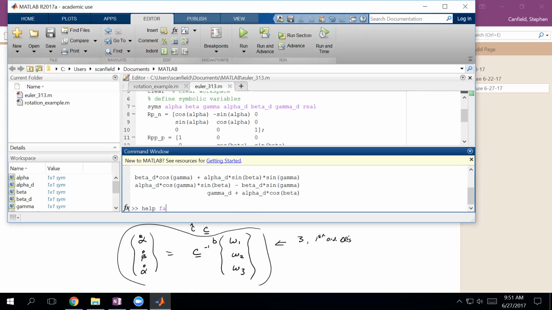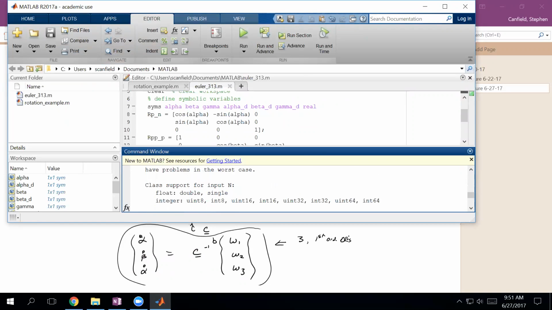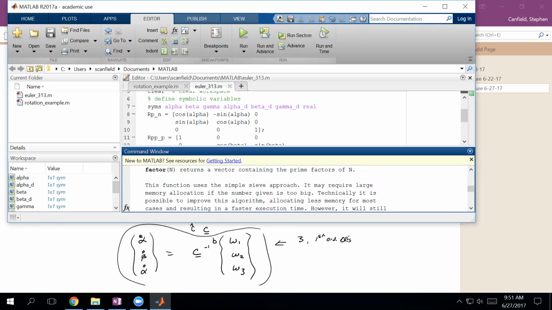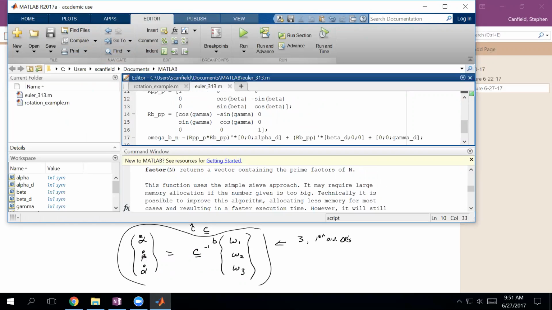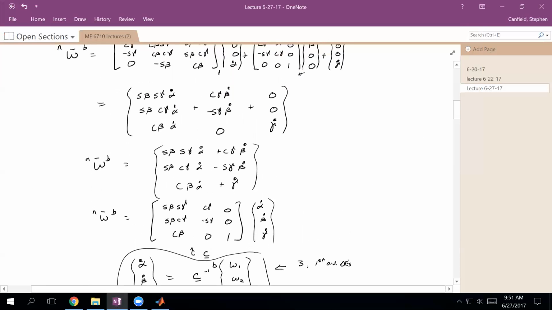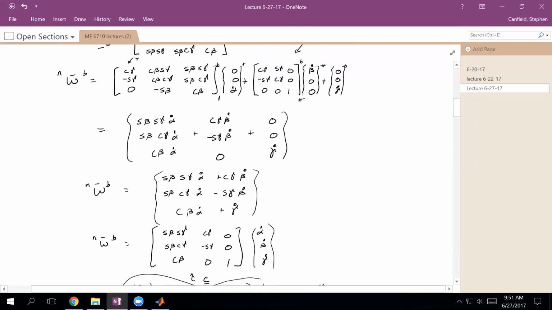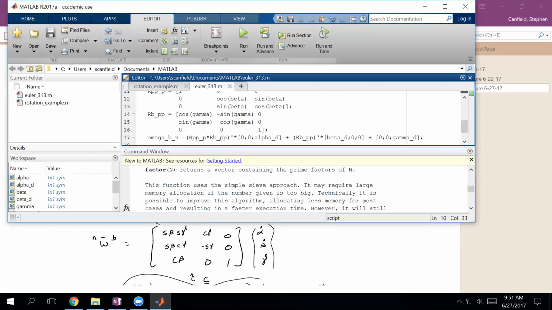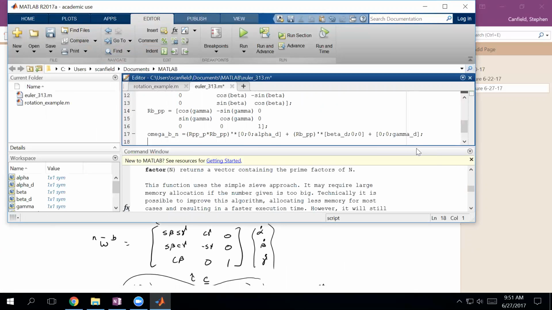I would look up at the help. I would try to find something. It would take a little bit of time. No, that's not what I'm after. I might be able to find a way to segregate this out. In this case, I'm just going to cheat a little bit and hard code it.